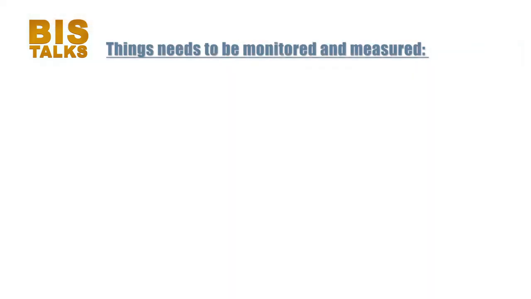The organization itself can evaluate its performance against the set of parameters as defined in the organization's occupational health and safety policy and objectives. For this, the organization has to monitor, measure, analyze, evaluate and conduct internal audit and management reviews. Things need to be monitored and measured.